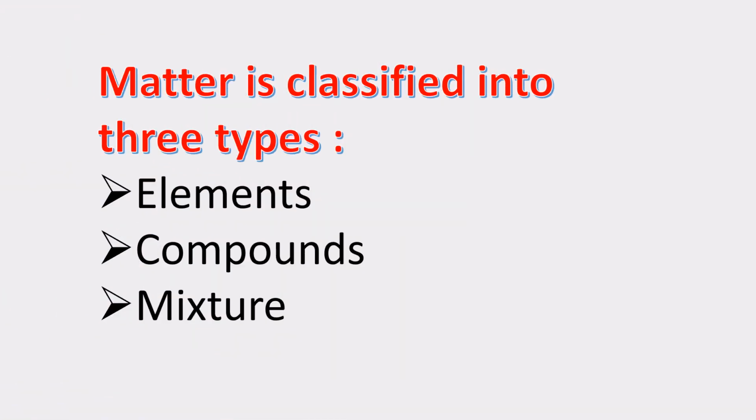Now we'll see that matter is classified into three types: elements, compounds and mixtures. This is done by considering whether the smallest particles of matter are similar or different and what they are made of. All the smallest particles in an element or a compound are alike, meaning similar, and the smallest particles in a mixture are of two or more types.